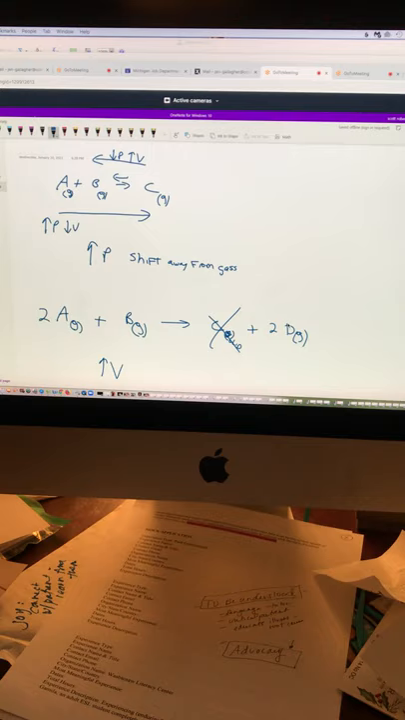So if we increase volume, that's the same as decreasing pressure. I always do increased pressure because it alleviates gas. Increase pressure this way, decrease pressure this way. So the answer to the original question: high volume, shift to the left because we have three gases and two gases. Had C been a gas, then there'd be no effect on it.